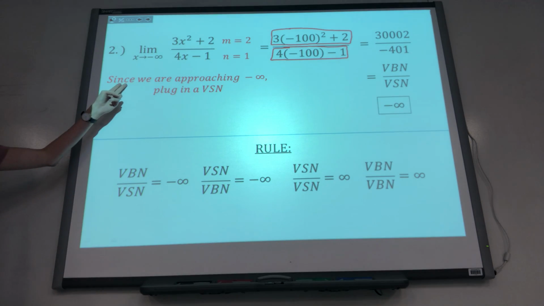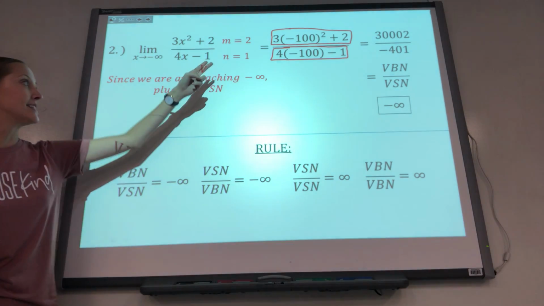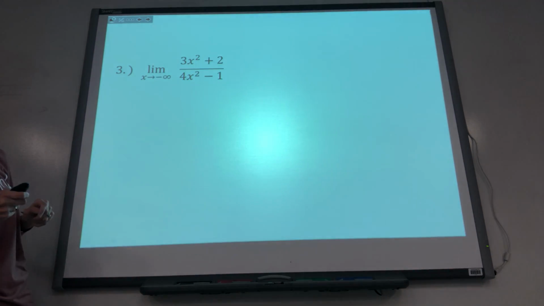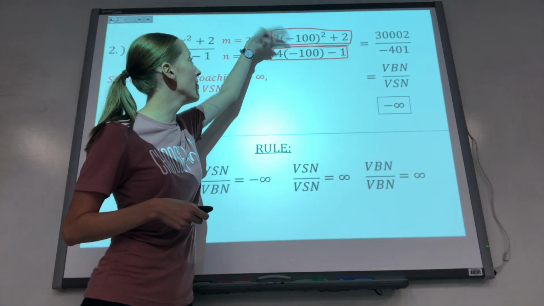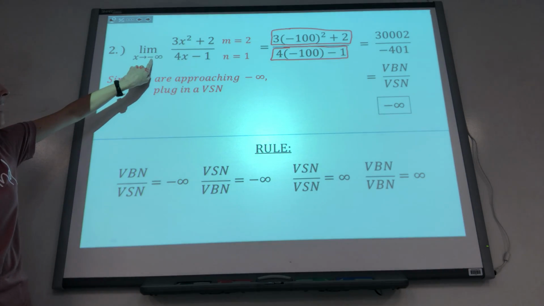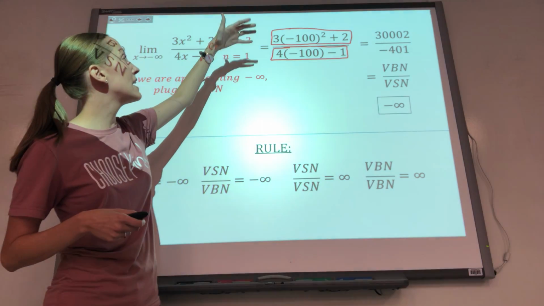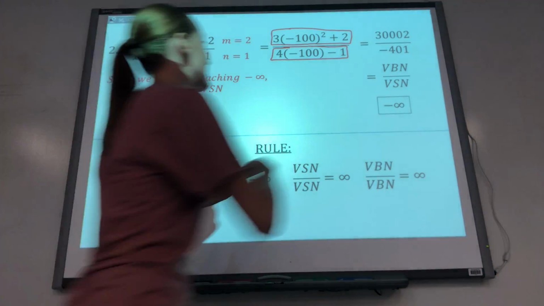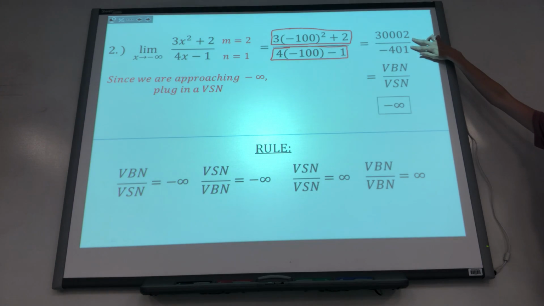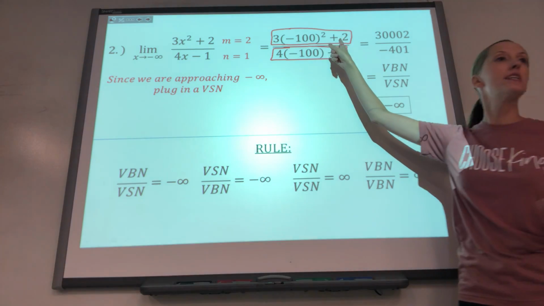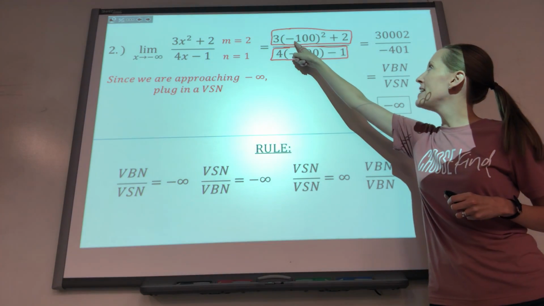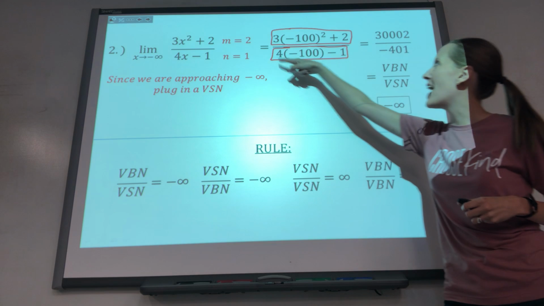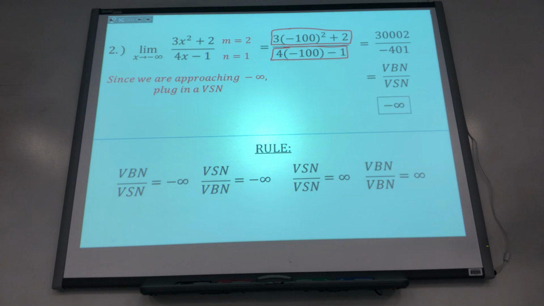So depending on what you're approaching, if it's negative infinity, go with a very small number. If it was positive infinity, I'd plug in a very big number. And then, like I said, these numbers specifically don't really matter. If you can just tell on top, when I square a negative 100, multiply it by 3, add 2, I don't know what it is, but I know it's going to be very big.